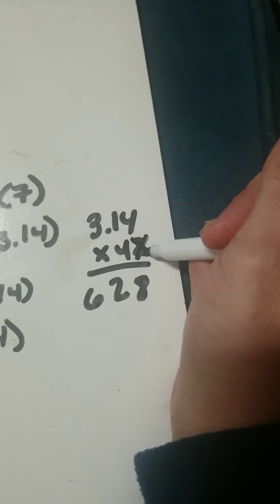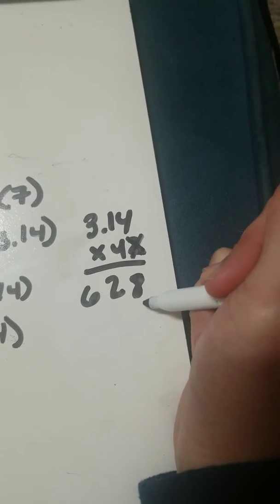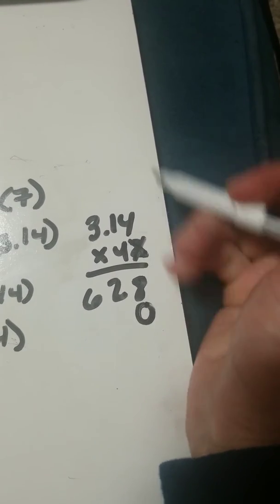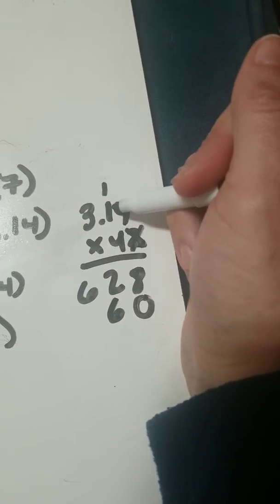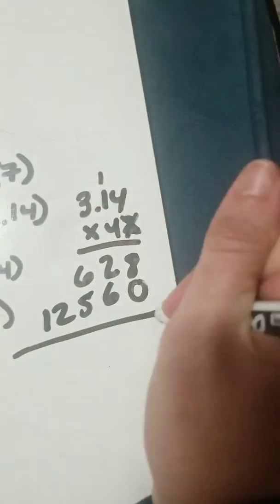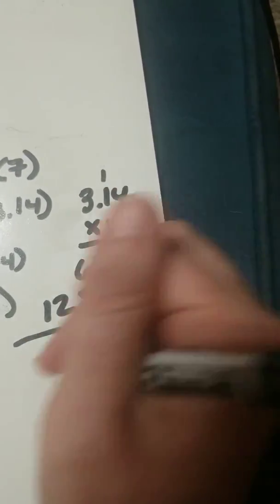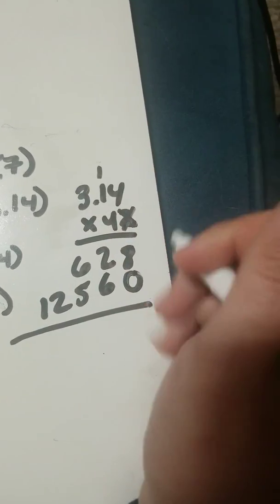Because I'm done with this 2 and I'm moving over to the tens place, that means that my ones place needs a 0. 4 times 4 is 16. Put a 6, carry a 1. 4 times 1 is 4, plus 1 is 5. And 4 times 3 is 12. So now I add these numbers together and figure out what would my total be, and then I deal with my decimals at the end.